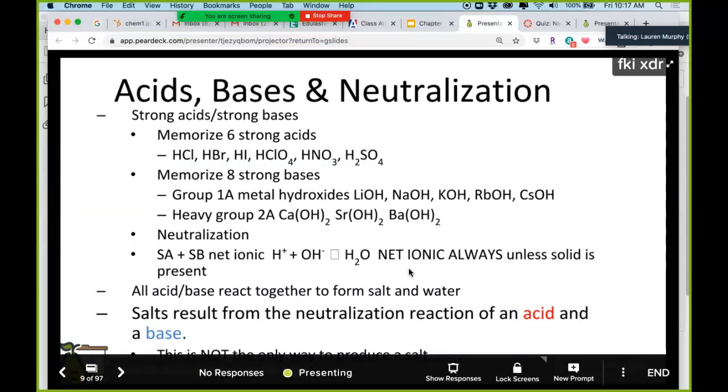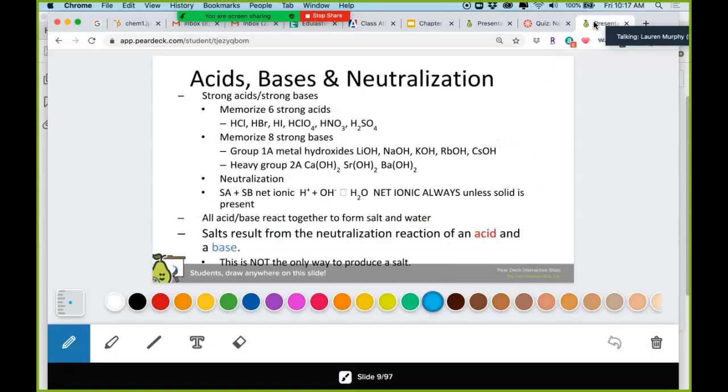This is going to be the harder part. We are going to need to memorize our strong acids and our strong bases. Once you have these memorized, anything that isn't a strong acid is by default a weak acid, and anything that isn't a strong base is by default a weak base. So here are your 6 strong acids: HCl, HBr, HI, perchloric acid, nitric acid, sulfuric acid. Okay? This is the 6 of them. If you are not one of these, you are not strong. You are by default weak. All other acids are weak.